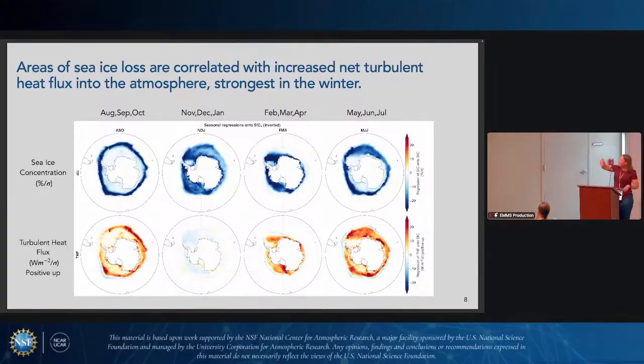And then on the bottom is turbulent heat flux regressed onto sea ice at each particular grid point, this time broken up by season. You can see this big seasonality, where you're getting the largest response in the winter and the smallest in the summer. And you can understand the seasonality simply by the temperature difference between the ocean and the atmosphere being largest in the winter and smaller in the summer.